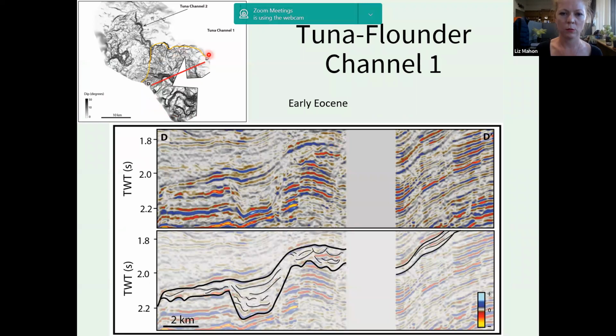So this is Tuna channel 1, our oldest of the three channels. This formed during the early Eocene. And you can see we have these really nice, steeply dipping erosive walls to the channel, terminating the parallel reflectors of the older Latrobe Group sediments. The sedimentary fill of the channel appears to be of a lower seismic amplitude. It's a little bit duller, and it also appears a little chaotic in character. It doesn't have those nice planar layers that the rest of the Latrobe Group does.